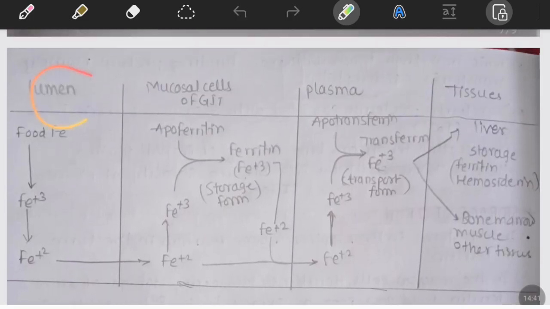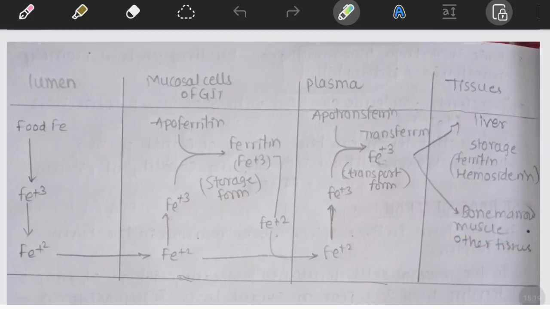In the lumen, food enters with the iron in the form of Fe+3, then it is converted to Fe+2. Then Fe+2 passes into the mucosal cells of the gastrointestinal tract, where with apoferritin it forms ferritin. It is the most common storage form of iron. Then Fe+2 is transferred in the plasma with the protein apotransferrin. The Fe+3 bound form is called transferrin, it is the transport form, and iron is stored in the liver, bone marrow, muscles, and other tissues.